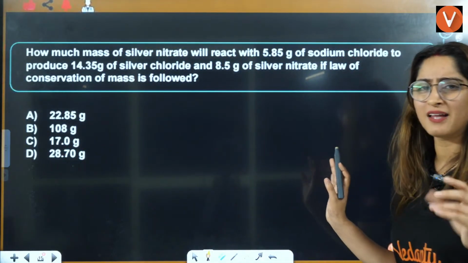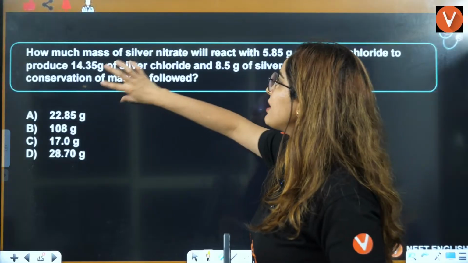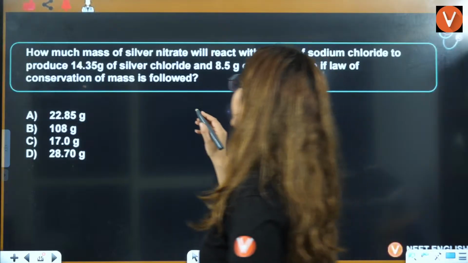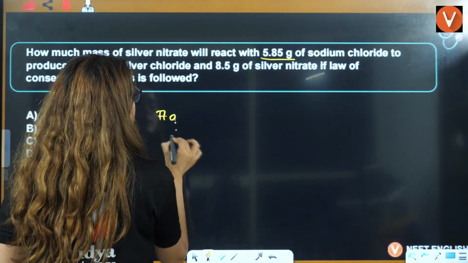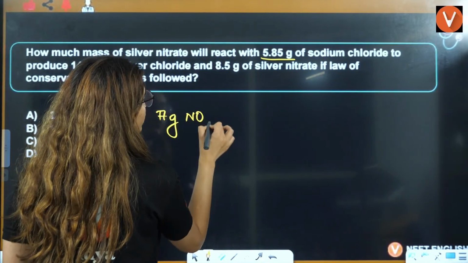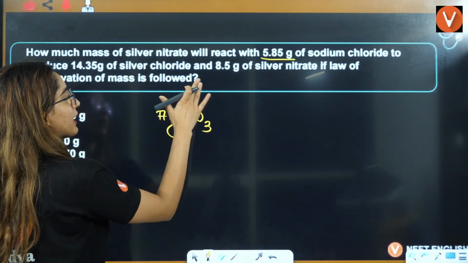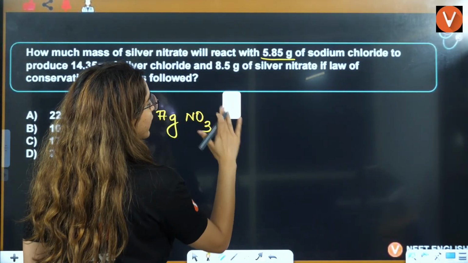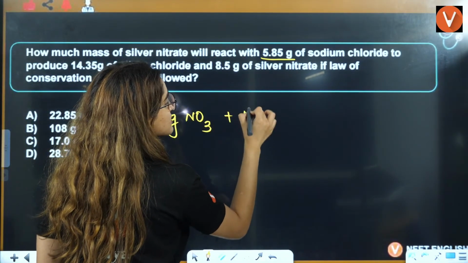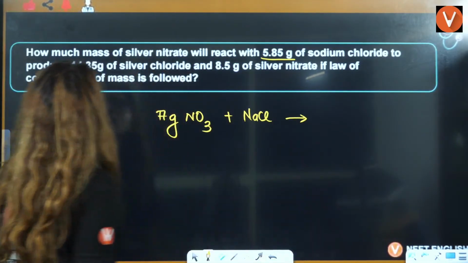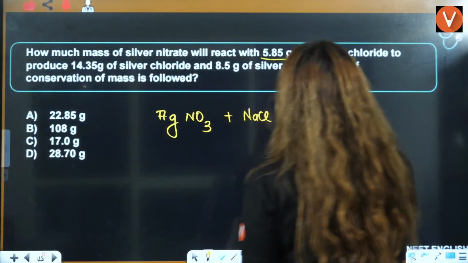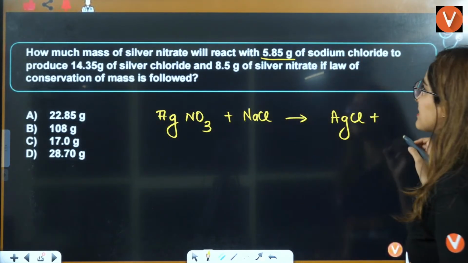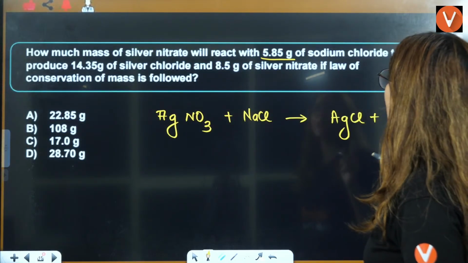This is a simpler one. I know that you can do this easily. How much mass of silver nitrate will react with 5.85 gram of sodium chloride? Silver nitrate: silver is Ag, nitrate is NO3, Ag positive and NO3 negative is nothing but AgNO3. This reacts with sodium chloride, NaCl, and produces silver chloride.